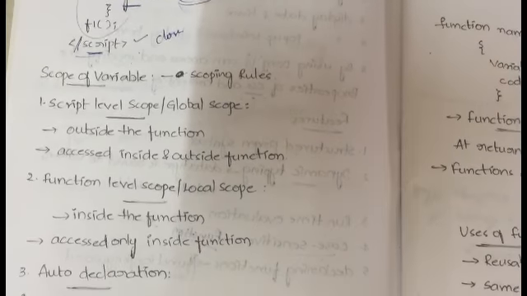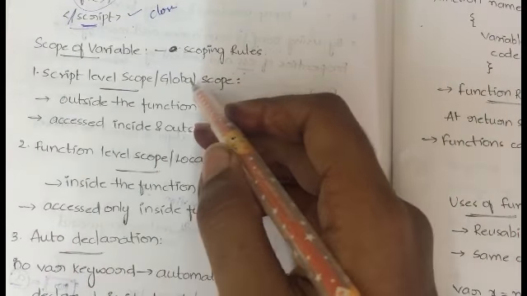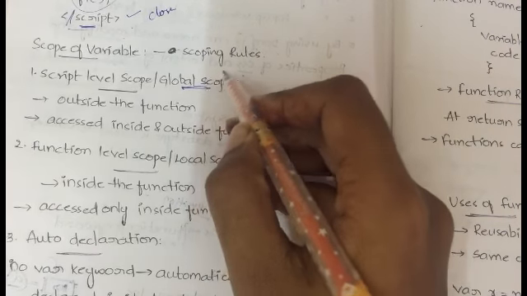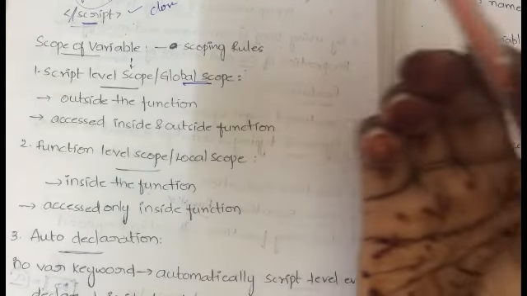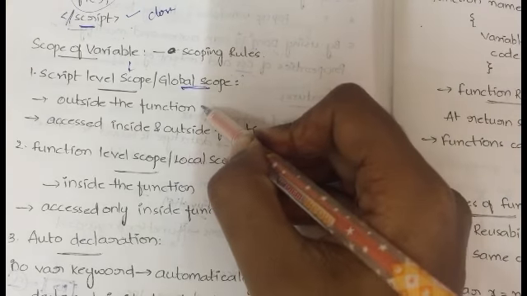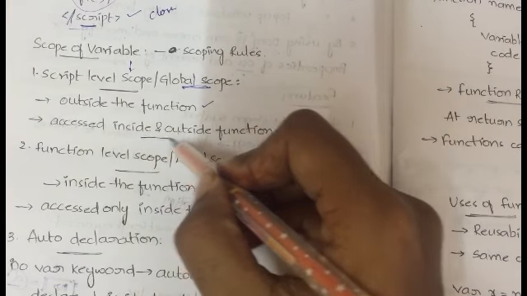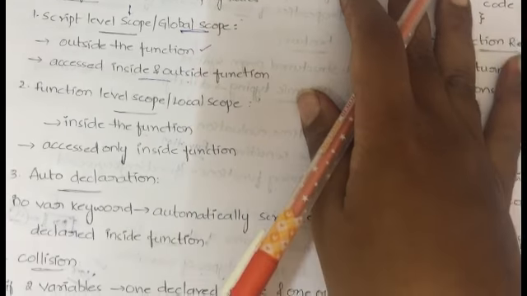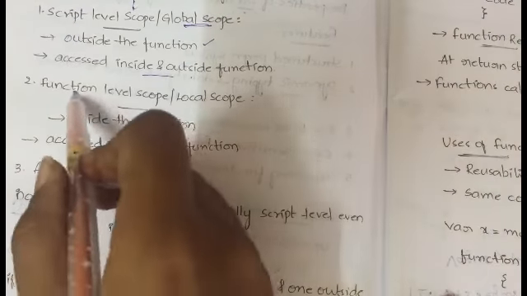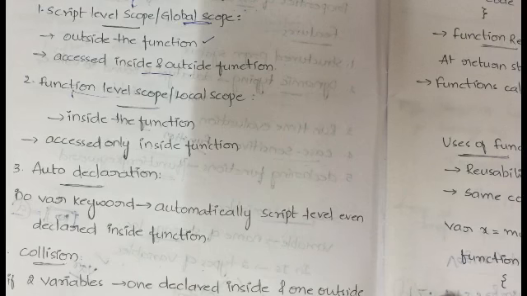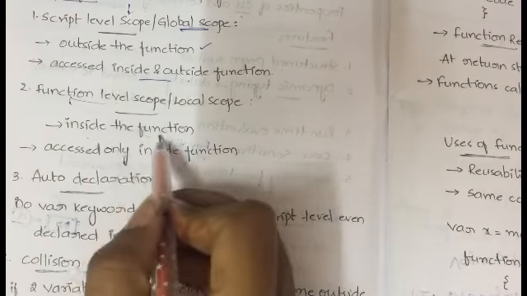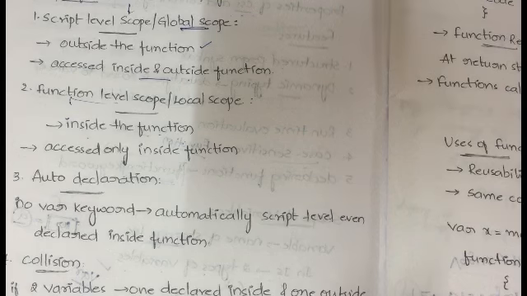Next, scopes. We have four scopes actually, and the first one is script level or global scope. I explained to you what global scope is, right? That is nothing but script level scope, you can call it. It is declared outside the function and it is accessible both inside and outside of the function. Done. The next one is function level scope or local scope. Function level scope means that it is applicable within the function only, right? So it is declared inside the function and accessed only inside the function.